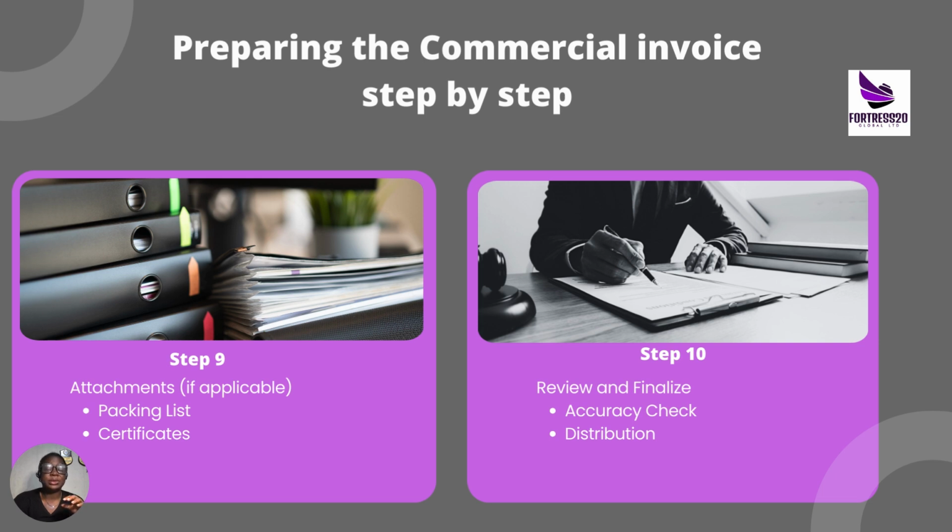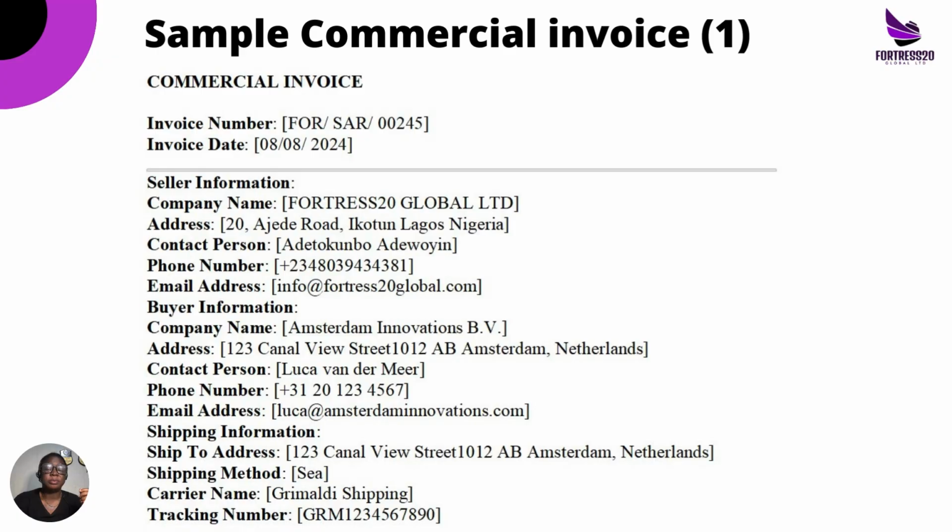Step 9 is to attach other documents where applicable. Some of these documents might be the packing list, which details the shipment contents, and certificates, for example, the certificate of origin, or other certificates that are demanded. In step 10, we review and finalize. Check the accuracy of the commercial invoice, verify all the information. Print or send electronically to the buyer based on what is required.